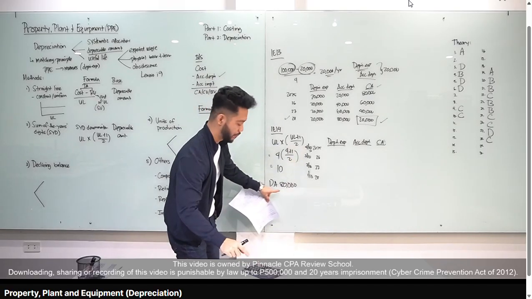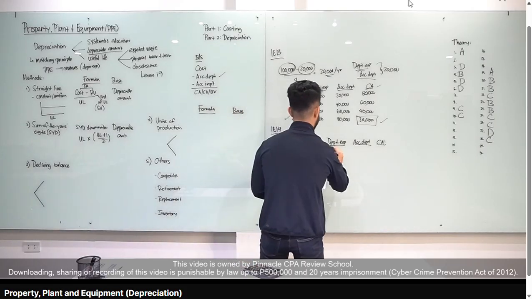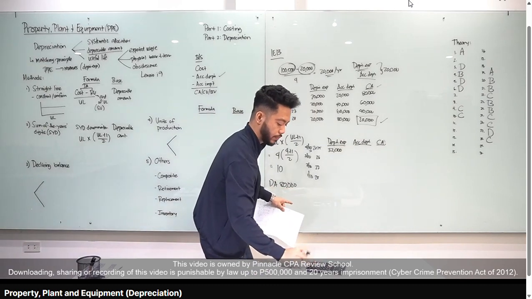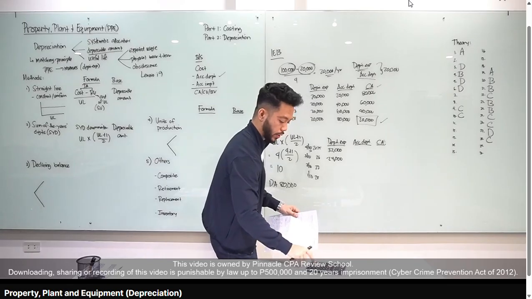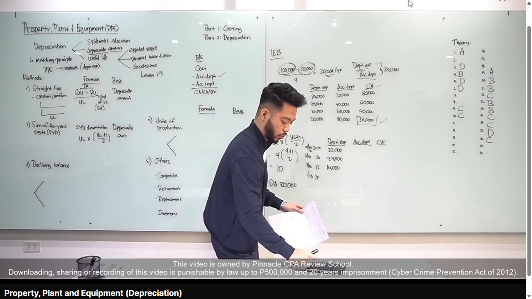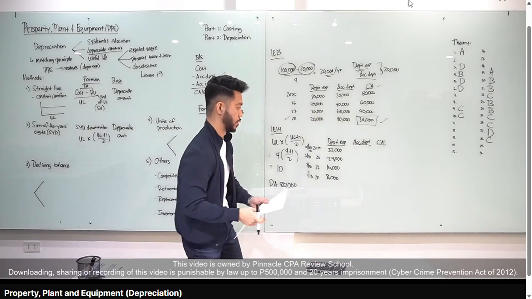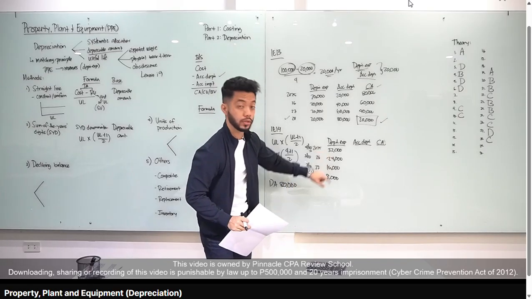Okay? Multiply natin ang class. 80,000 times 4 over 10. You have 32,000 depreciation expense natin for 2025. 80,000 times 3 over 10. You have 24,000. Okay? So 80,000 times 2 over 10, you have 16,000. And then 80,000 times 1 over 10, you have 8,000. Okay? So yun yung depreciation expense natin per year. So sa 2025, journal entry natin, debit depreciation expense, credit accumulated depreciation, 32,000.